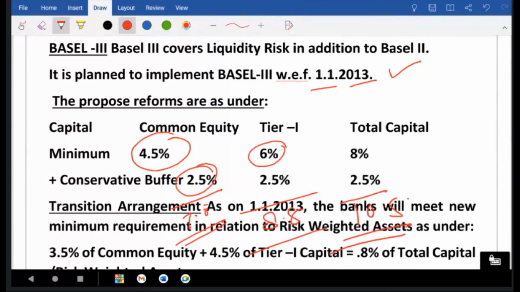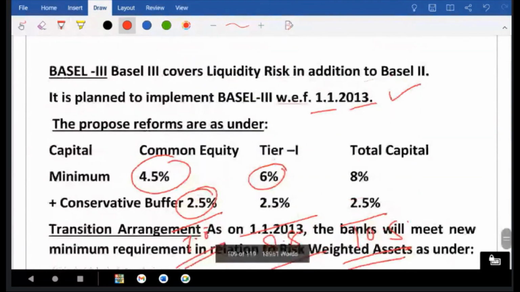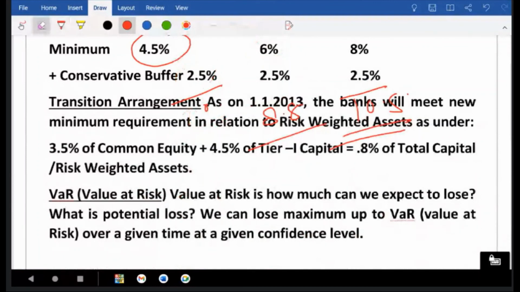Then the transition arrangement: as on 1/1/13, because it was implemented, the bank will meet the new minimum requirement in relation to risk weighted assets as under. Common equity 3.5 plus 4.5 equals 8.5%, and 8% of total capital and risk weighted assets.